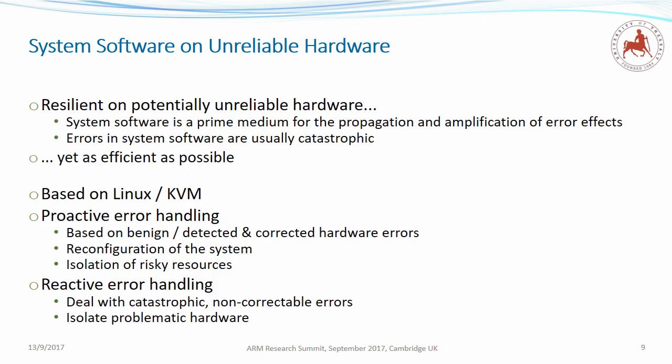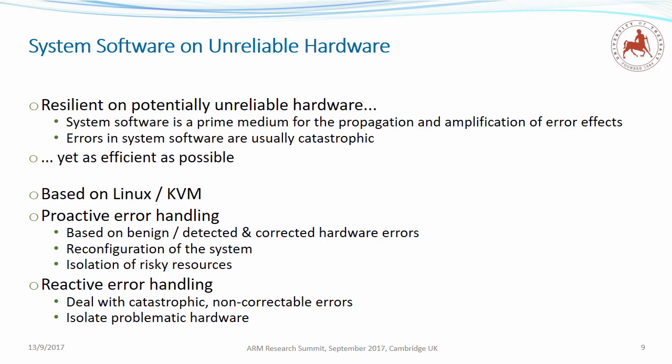So let's focus now on the system software, which is actually the topic of this talk. We want to be able to run in a resilient way, and we also want the system software itself, the operating system itself, to be resilient when running on potentially unreliable hardware. Why do we focus particularly on system software?